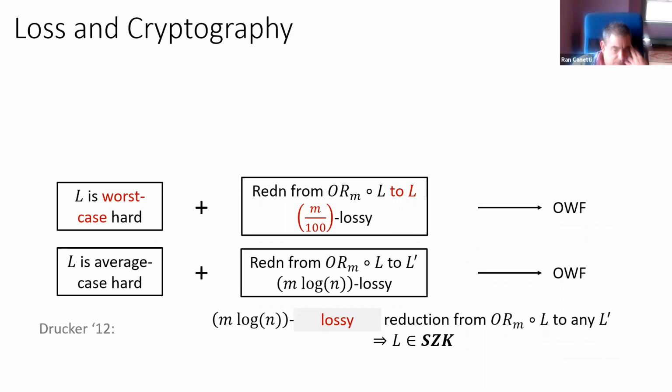I see. Okay. If on the left it said L is average case hard, then this would be implied by the Drucker result, right? Yeah. Okay. So the switch to worst case hardness requires you to strengthen the Drucker plus Ostrovsky result. Yeah. So on the left box, worst case hardness is a weaker hypothesis than average case hardness. But what we ask of the reduction is a stronger hypothesis than what was asked of the reduction.